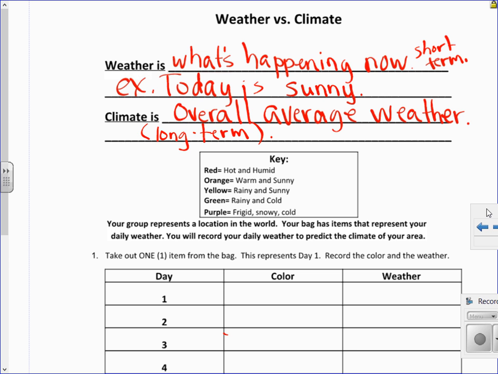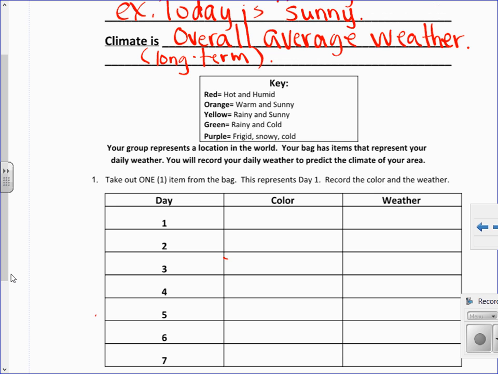Okay, so now we're going to do a little experiment where we're going to figure out our climate using our daily weather. So let's take a look down here. Our key, in a moment you're going to get a bag, which is going to have some things with some colors in it. You as your group, each individual group, and there's 1, 2, 3, 4, 5, 6 groups here. Your group is a region. You're an area around the world. So identify yourself with being an area around the world. And we know different areas around the world have different what? Climates. So you are a different area around the world, and you're going to be able to show your weather and then predict your climate.